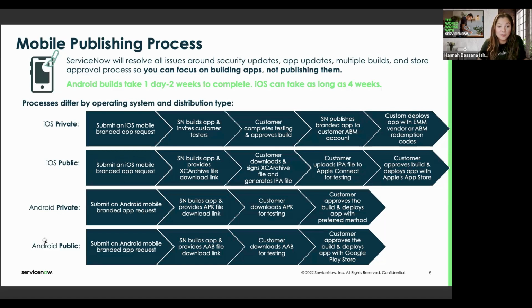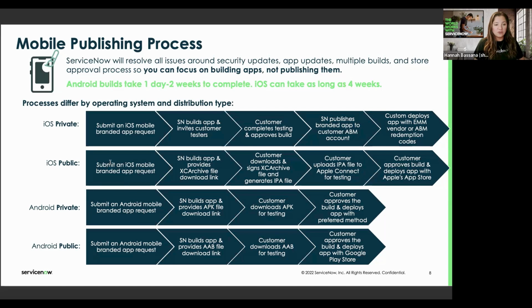Android's a little bit more simple, but very much the same. First step is submit your request. If it's a private distribution, ServiceNow will provide you an APK file. And if it's a public distribution, we'll provide you an AAB file. Either way, you would take those files, test them on your Android devices or on an emulator on your computer, and then approve your build, branding, and distribute with your preferred method, either privately off the Google Play Store or publicly on the Google Play Store itself.